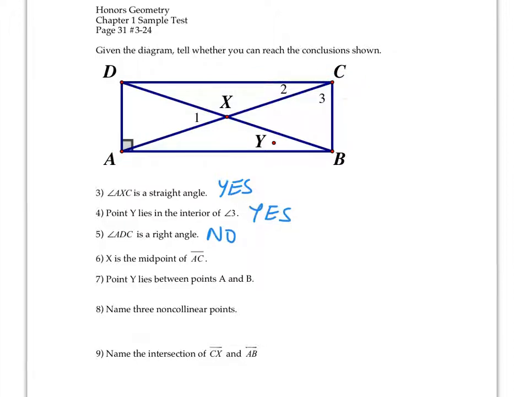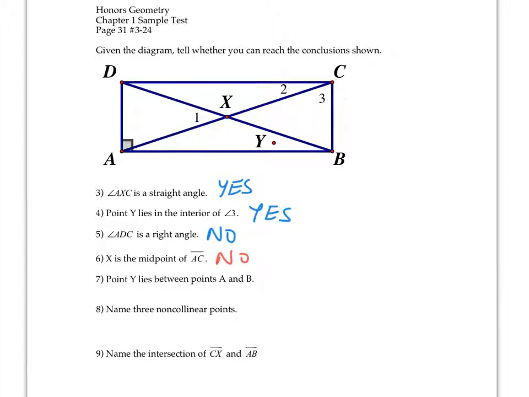Number 6, can we assume that X is the midpoint of line segment AC? No, we can't, because we have no indication that these two line segments, AX and XC, are congruent, and we have no given information that tells us that it's the midpoint or that those segments are congruent.